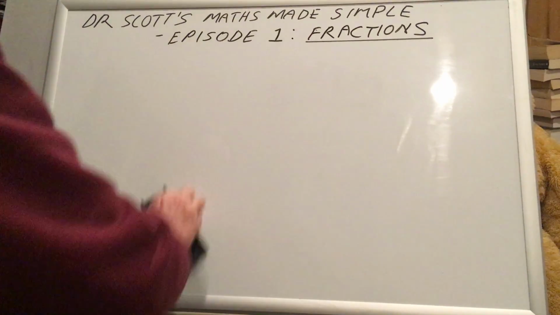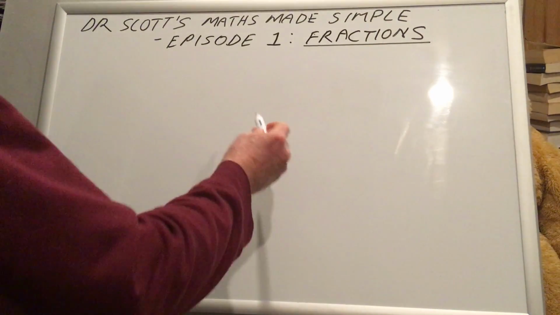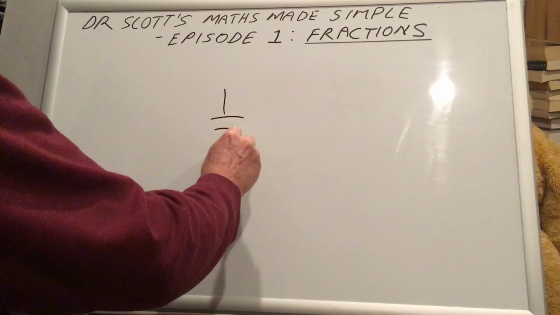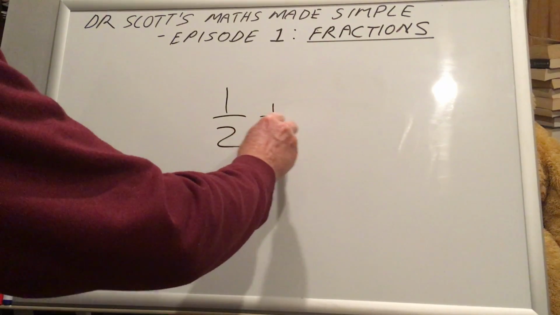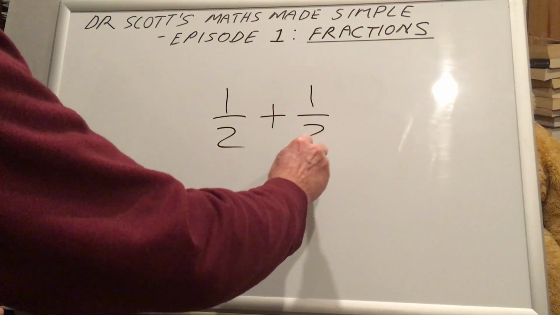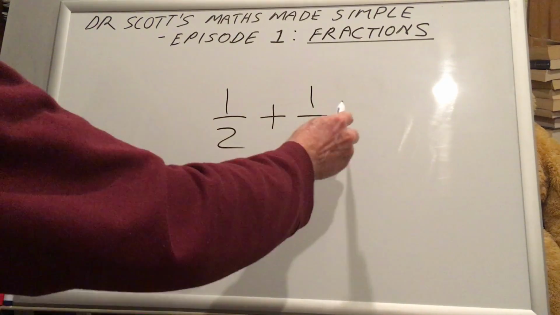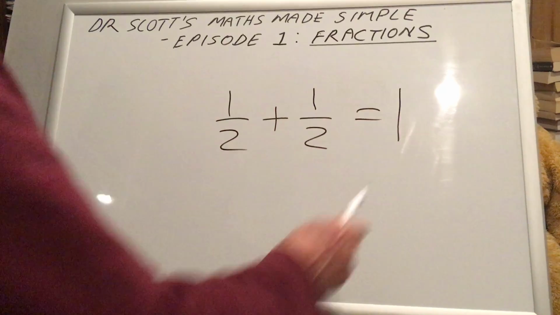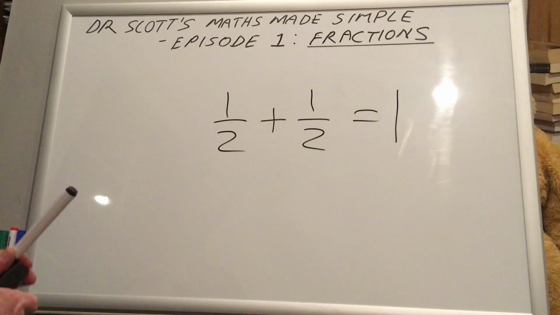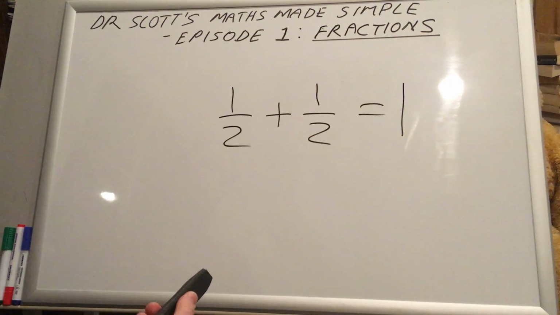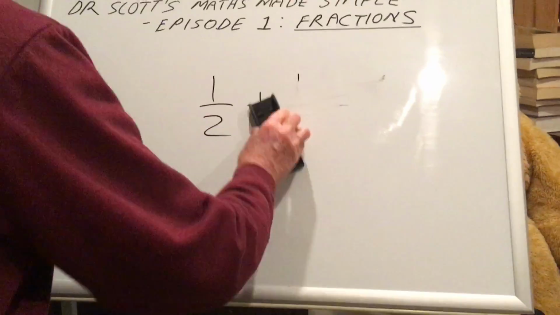Now fractions we can add. If we have, say, half of something and we add it to another half. So if you have half an apple that you've cut in half and you add the other half, you've got a whole apple. Half plus a half equals 1. I think most of us sort of know that anyway.